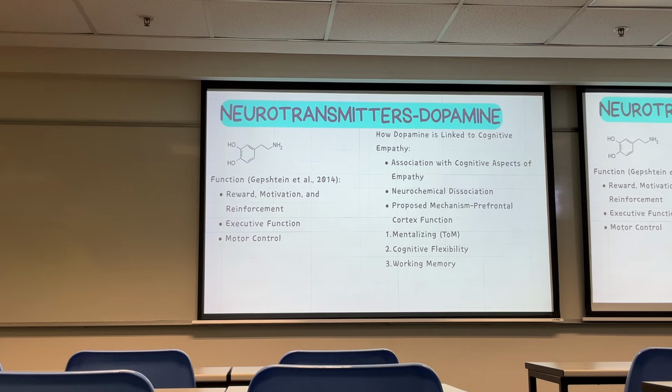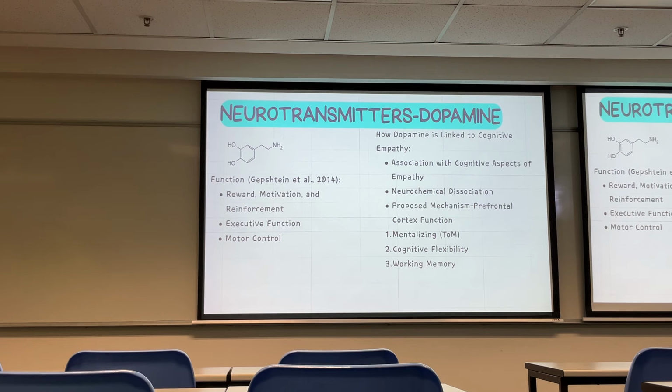Dopamine is a neurotransmitter that plays a critical role in several key brain functions. Its primary functions are reward, motivation, and reinforcement. Dopamine is essential to the brain reward system. It is released in response to rewarding stimuli, reinforcing behaviors, and driving motivation to pursue goals.